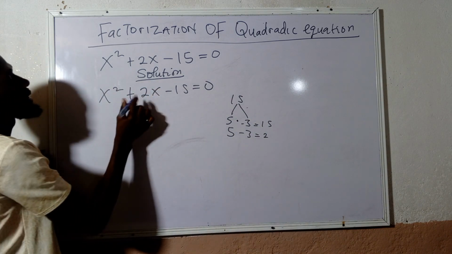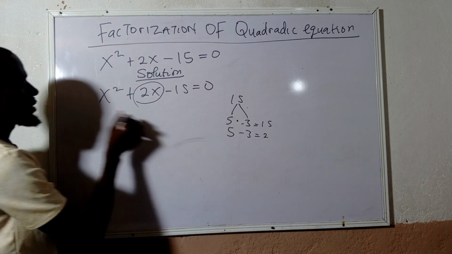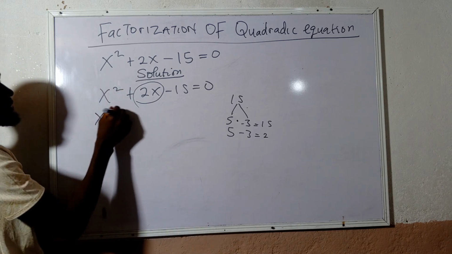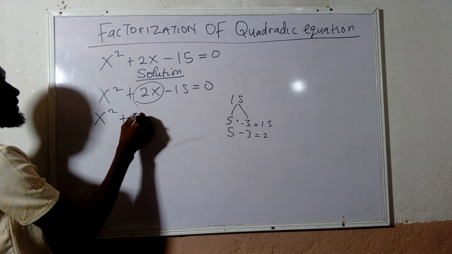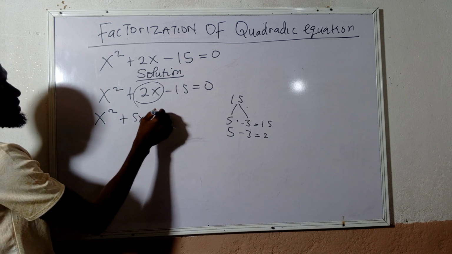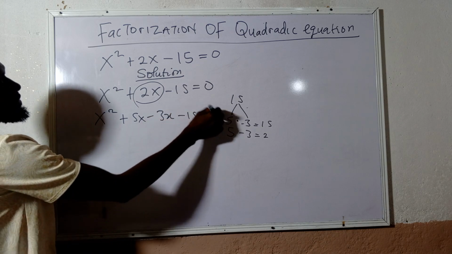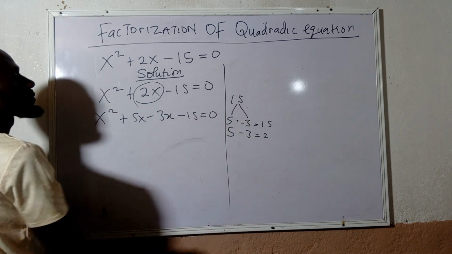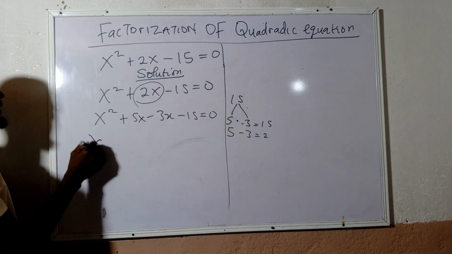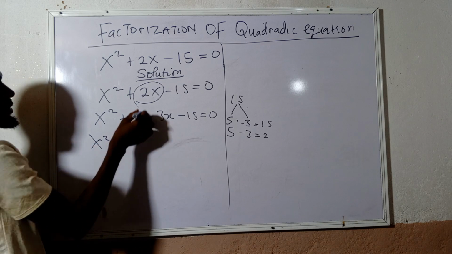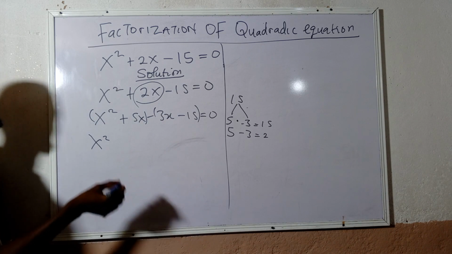Then we can replace 2x with the two numbers. We have x squared plus 5x minus 3x minus 15 is equal to 0. Then we have x squared. Let's factorize this and this.